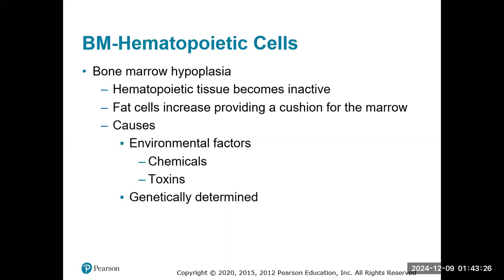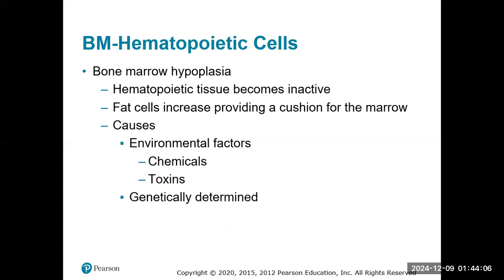What can happen, you can also have a hypoplasia where now you don't have enough normal hematopoietic cells, and your bone marrow could become inactive. So when we look at a bone marrow, we can actually have fat cells in the bone marrow that's naturally in the bone marrow, and there's a certain percentage we're supposed to have. But what happens in a hypoplastic state is you will actually see more fat cells and less hematopoietic cells. Usually it's some type of outside environmental factor, like chemicals or toxins.